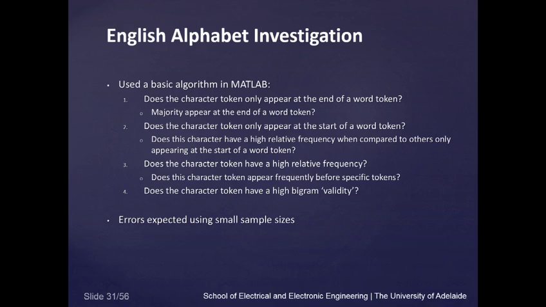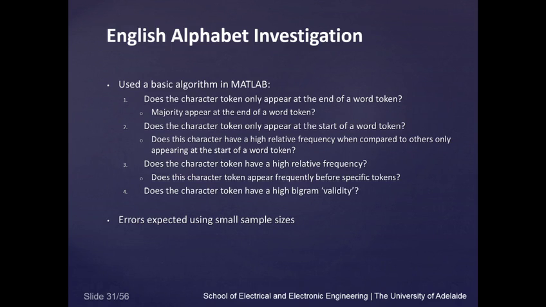We also looked at whether the character tokens had a higher relative frequency. This would distinguish if it was a possible vowel which could be placed into an alphabet token. We also needed to check whether this was highly frequent, or frequently appeared before specific tokens. Some non-alphabet tokens also had a very high frequency, such as commas and apostrophes.